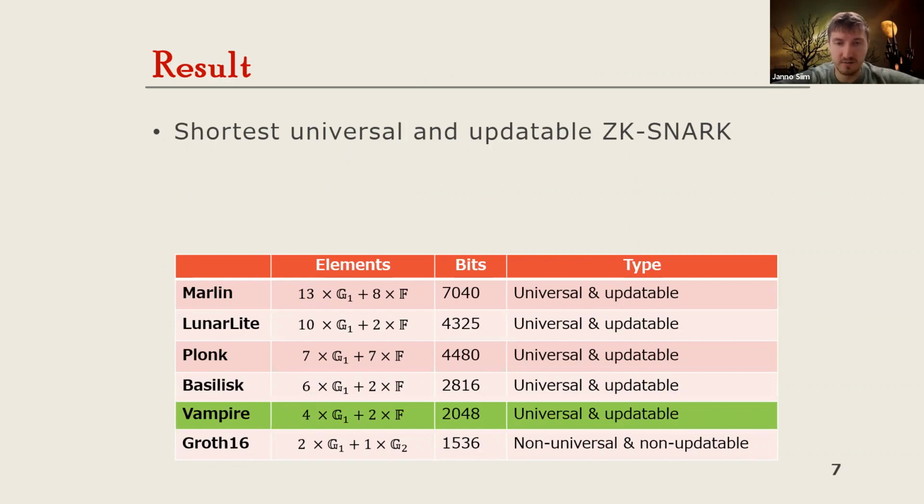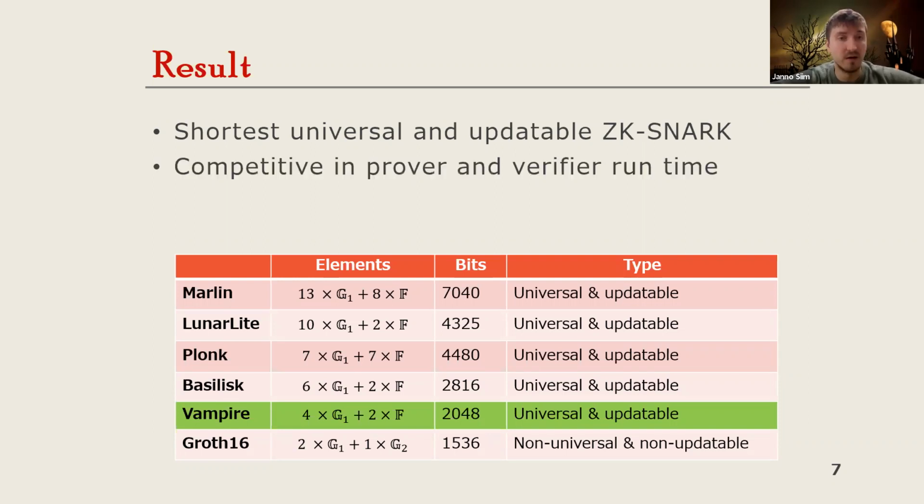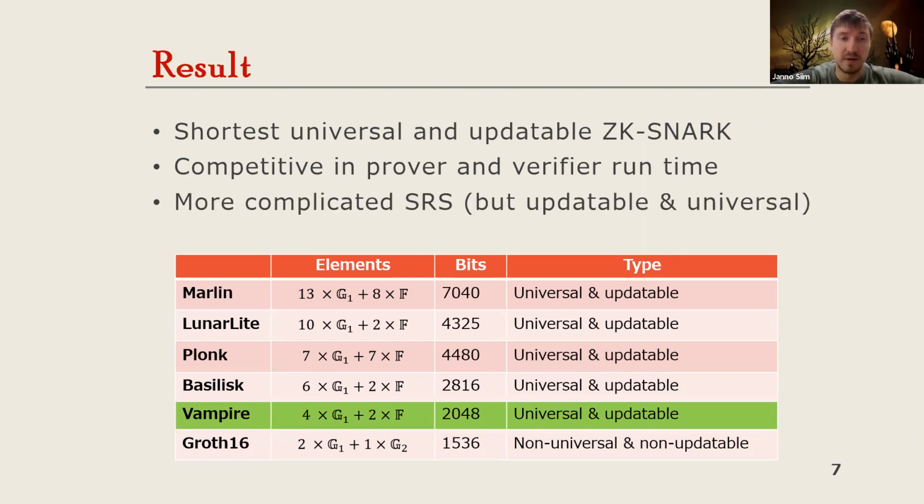As you can see from here, the only ZK SNARK which is smaller is CROT16. However, that one is non-universal and non-updatable, so it's a lot more difficult to use in practice. But we are also competitive in prover and verifier runtime. Maybe not the absolute best, but we think we are quite comparable. However, our SRS is more complicated than in the previous works, but still updatable and universal.